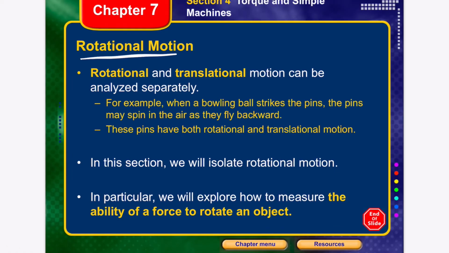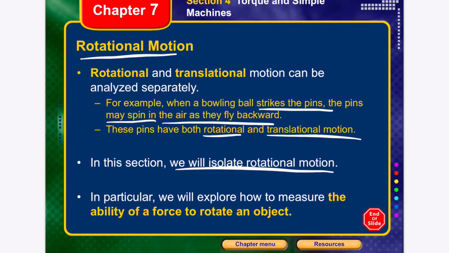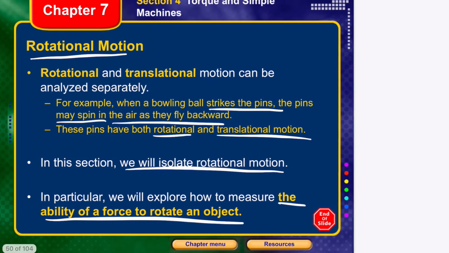So there are 3 types of motion of an object. We can classify them into 3 types: rotational, translational, and vibrational motion. We discussed translational motion. Translational motion is basically straight line motion, and rotational motion is the one that is to be analyzed. So for example, when a bowling ball strikes the pins, they may spin in the air as they fly backward. These spins generally have both rotational and translational motion. So in this section, we will try to isolate only rotational motion and understand that specifically. In particular, we'll try to measure the ability of a force to rotate an object.